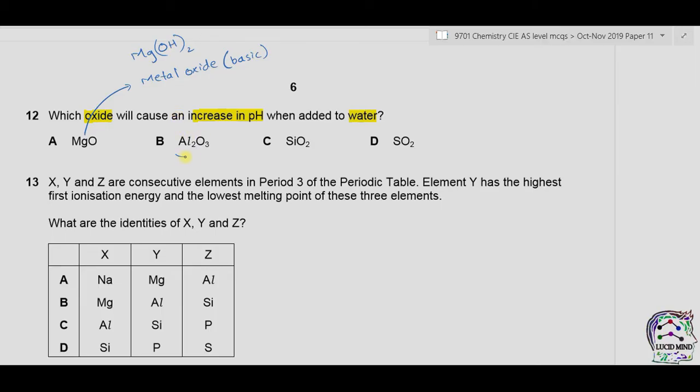B is aluminum oxide. C is silicon dioxide. Both are insoluble in water, so no change in pH will occur. D is SO2, which is an acidic oxide, as it is a non-metal oxide and it will dissolve in water to form acid, so it will decrease the pH. The answer is therefore A.